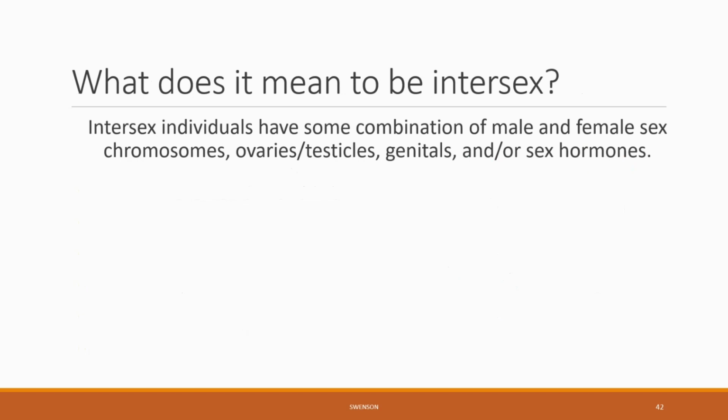What does it mean to be intersex? 1 to 2% of the population is intersex. Intersex individuals have some combination of male and female sex chromosomes, ovaries, testicles, genitals, and/or sex hormones.